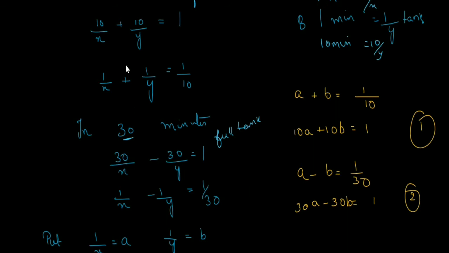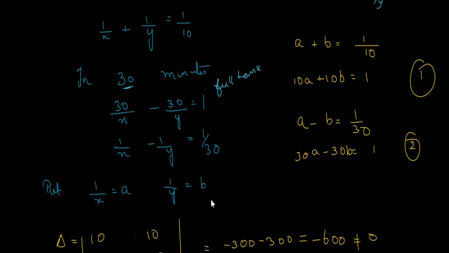So 30 by X, the same concept as 10 by X plus 10 by Y, because there it was 10 minutes. But we put a negative sign here because pump B is pouring out. So 30 by X minus 30 by Y is equal to 1. Divide by 30, and you will get 1 by X minus 1 by Y is equal to 1 by 30. Now, because X and Y are in the denominators, we can take 1 by X as A, 1 by Y as B.